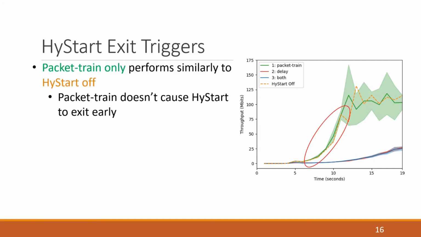Looking at the performance of the packet train only and HyStart off flows, we found that they were very similar to each other. And that would indicate that the packet train signal is not causing HyStart to exit early. And if it is causing HyStart to exit, it is exiting at an appropriate time.